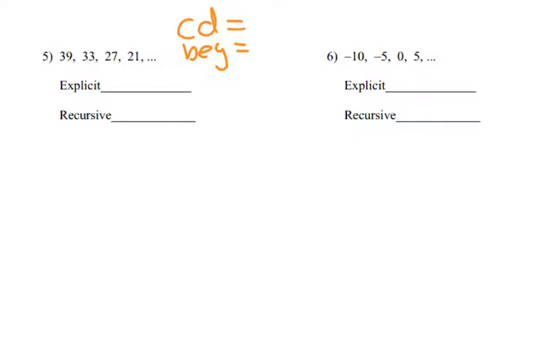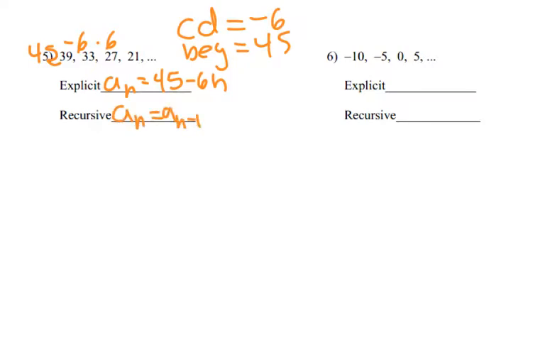Okay? So common difference here, 39 to 33 to 27. Looks like we're subtracting 6 each time. So common difference, subtracting 6. Beginning, going backwards, we would add 6, so 45. So a sub n equals 45 minus 6 times n. A sub n equals a sub n minus 1 minus 6. A sub 0 equals 45.